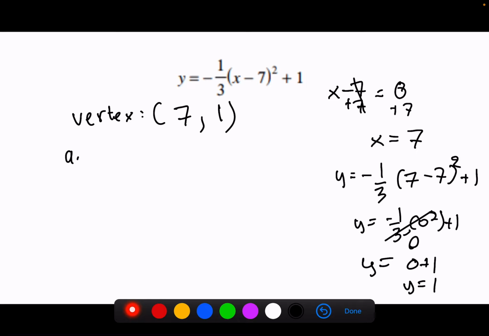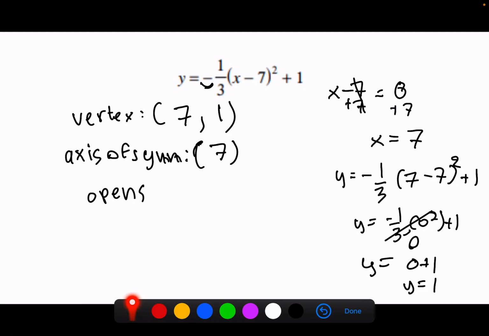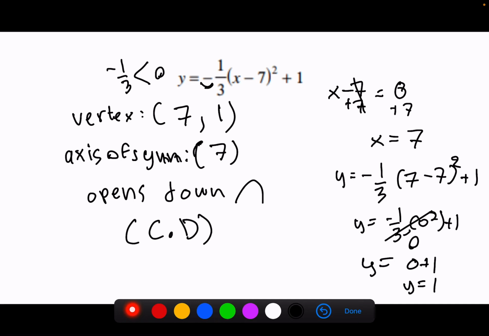And as I said before, the axis of symmetry is going to be the x coordinate of your vertex. So symmetry, I didn't write that well, but oh well. So it's 7. And if you want to know if it opens up or opens down, well, in this case, as you see here, we have negative 1/3. So negative 1/3 is clearly less than 0, meaning that we'll be opening down. So like this. Or you can say concave down. So now let's move on to our next problem here.